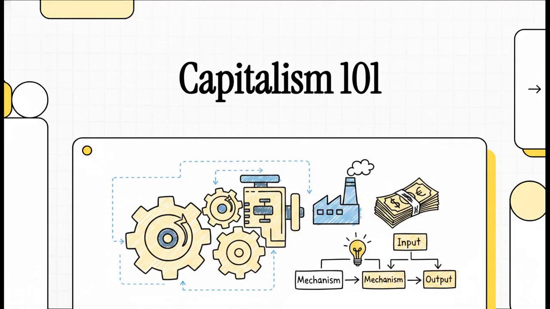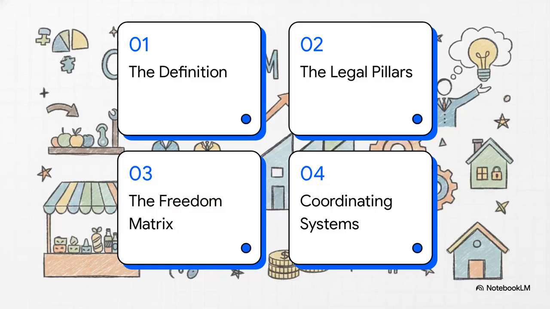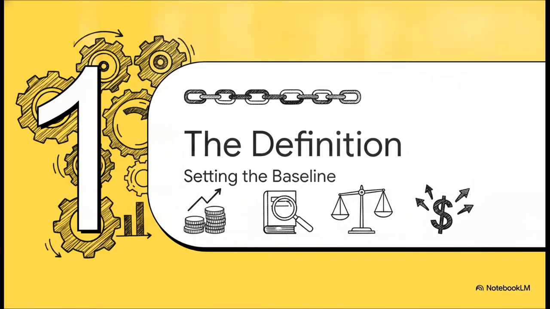So get ready because we're moving fast today, and this pitch deck is designed to give you absolute crystal clarity on the rules of the game. Here is the blueprint for our free market engine. We'll be running through 4 quick phases. 1, the definition. 2, the legal pillars. 3, the freedom matrix. And 4, the coordinating systems. Okay, let's dive into this.